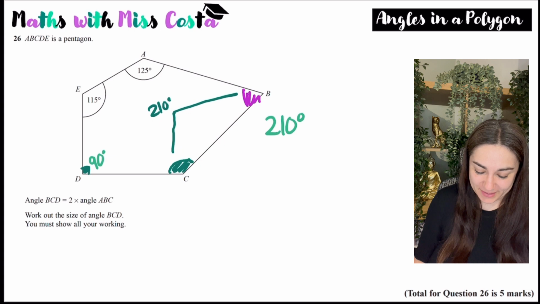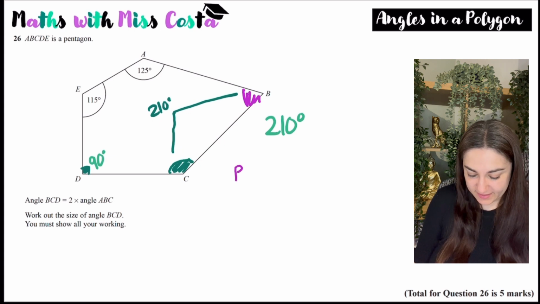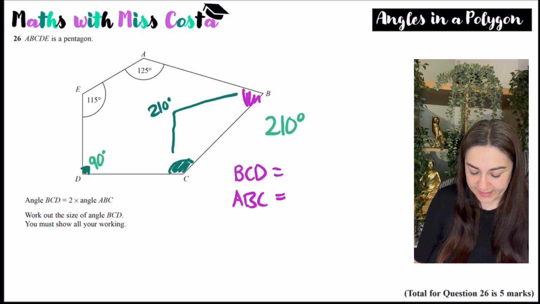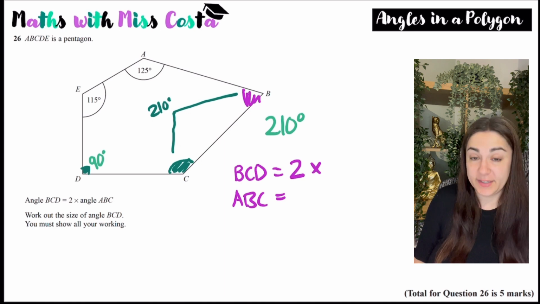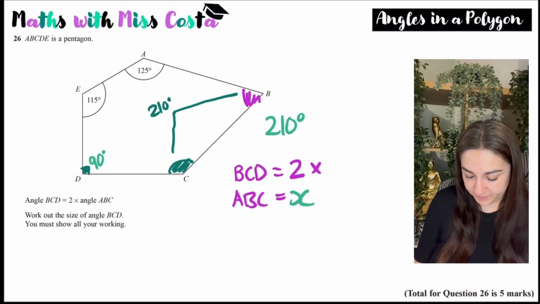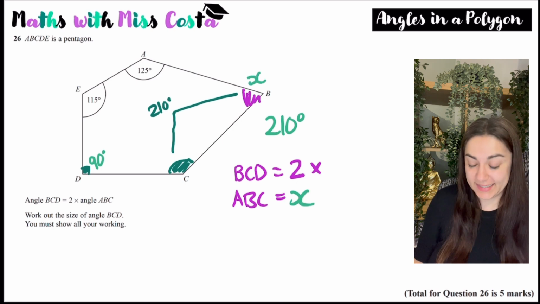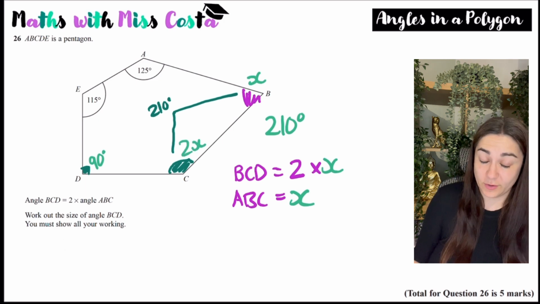So let's not label it x and y. Angle BCD equals something. Angle ABC equals something. I know that angle BCD is 2 times whatever angle ABC is. So let's call ABC angle X. So if angle ABC is X, angle BCD is going to be 2 times X, which is 2X. So that makes life a lot simpler.